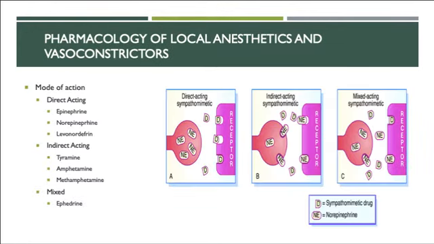Now, there are three different categories of sympathomimetic amines: direct acting, indirect acting, and mixed. Direct acting exert action directly on the adrenergic receptors, and those include things like epinephrine, norepinephrine, and levonordefrin. Indirect acting release norepinephrine from the nerve terminal and block the reuptake of sympathetic mediators, and that increases the concentration of those mediators in the synapse. Some of these sympathomimetic drugs include tyramine, amphetamine, methamphetamine, and so forth.